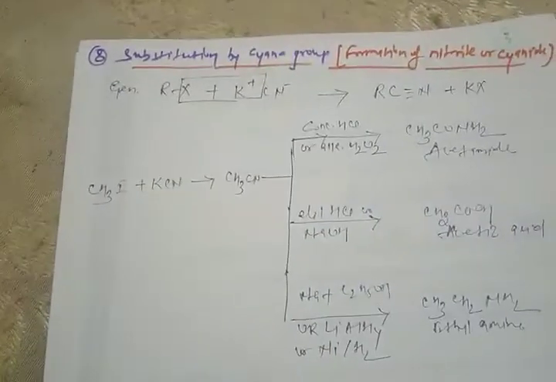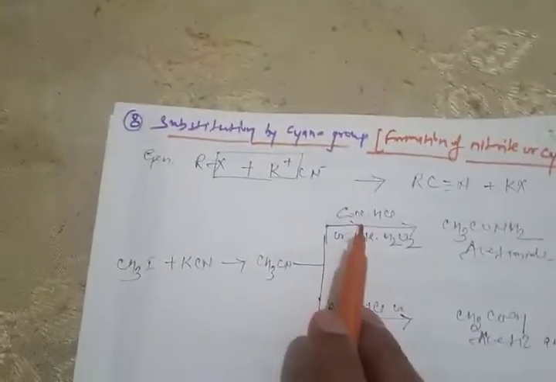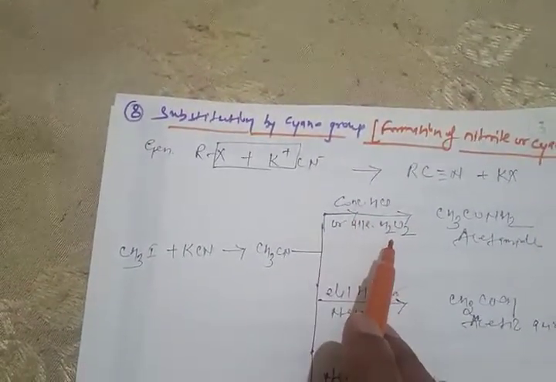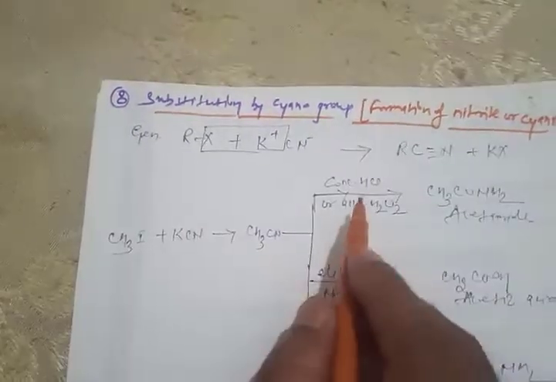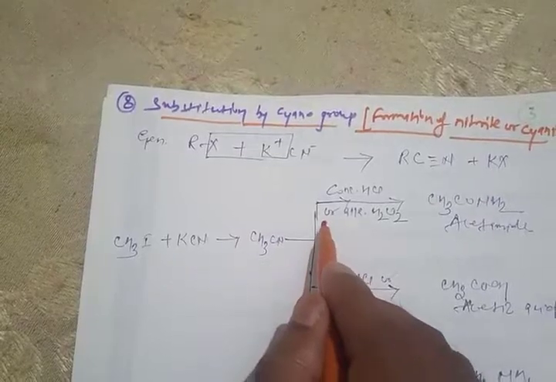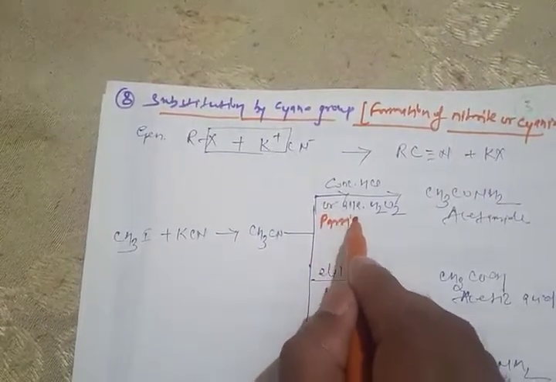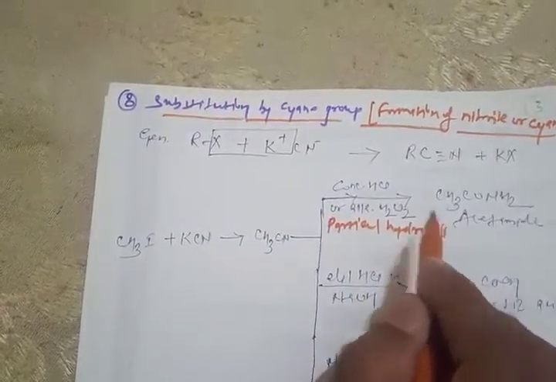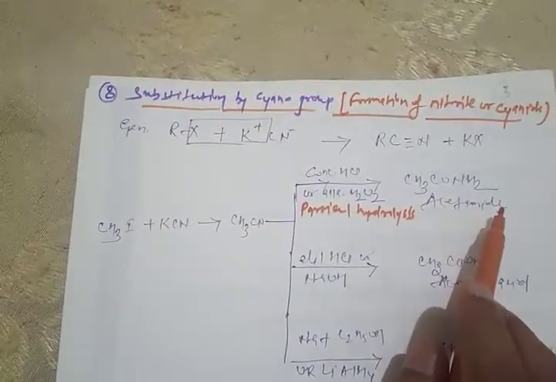Now what are these conditions? First, when we have concentrated HCl and H2O2, or H2O2 in alkaline medium, this is called hydrolysis. This is partial hydrolysis. So this is not a complete hydrolysis. Partial hydrolysis will give you amide.